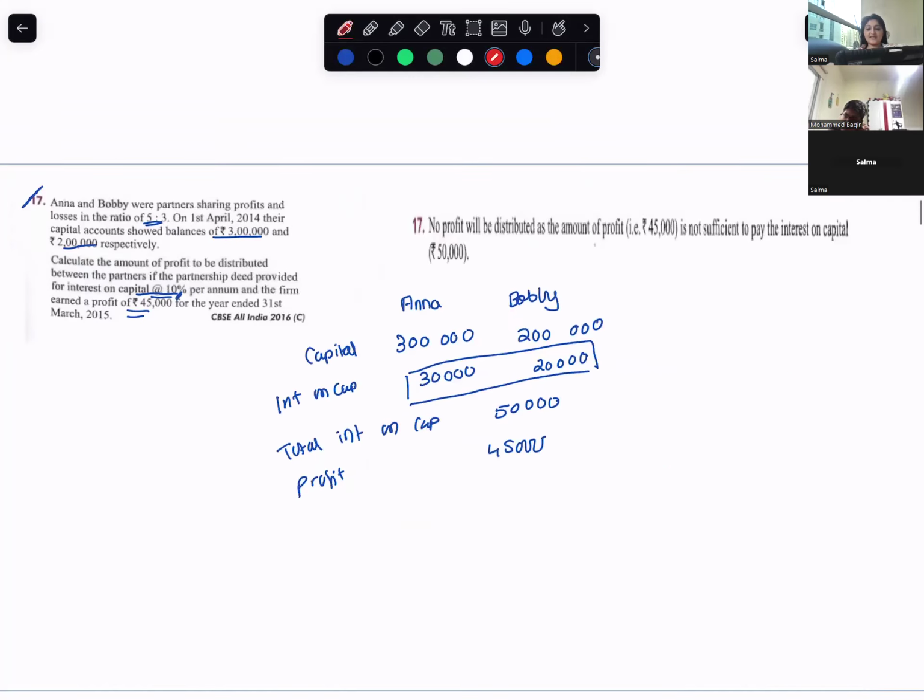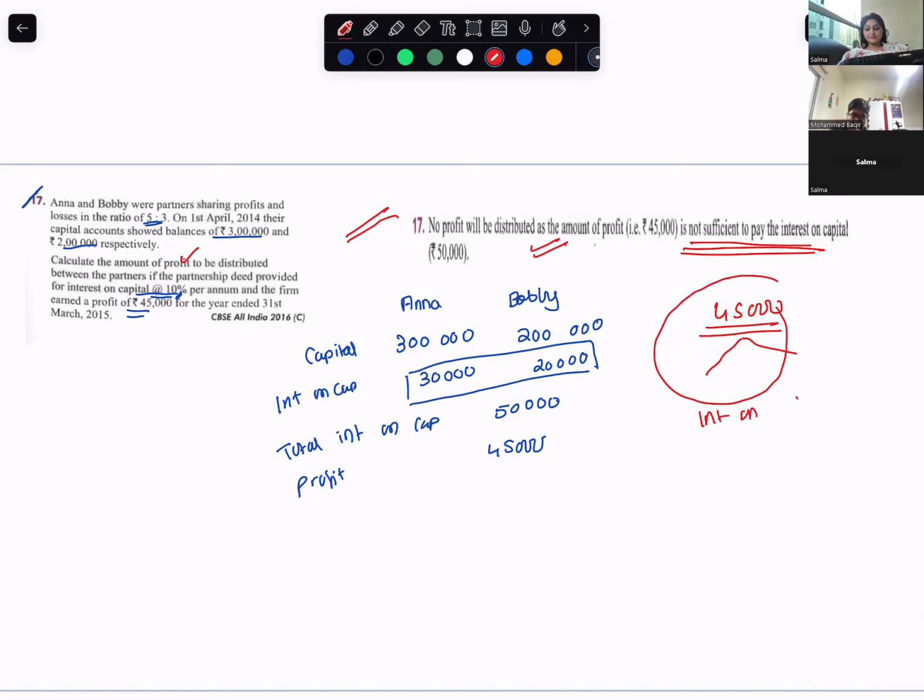Since the profit is not sufficient to pay interest on capital, no profit will be distributed. So what do they want? They want to know the amount of profit to be distributed. Now I have profit of 45,000. This full 45,000 would be distributed among the partners for interest on capital. I still have a deficit of 5,000.